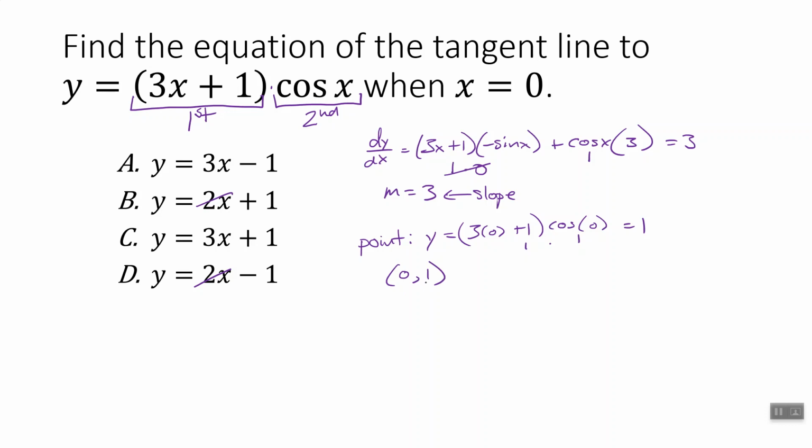In other words, our y-intercept is positive 1. So if our y-intercept is positive 1 and our slope is 3, there's the equation of our line. That is answer choice C.